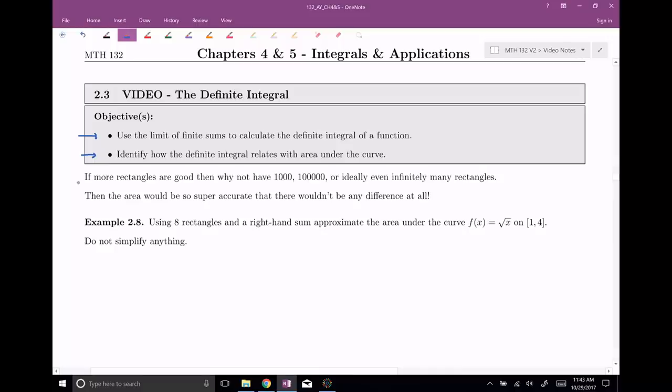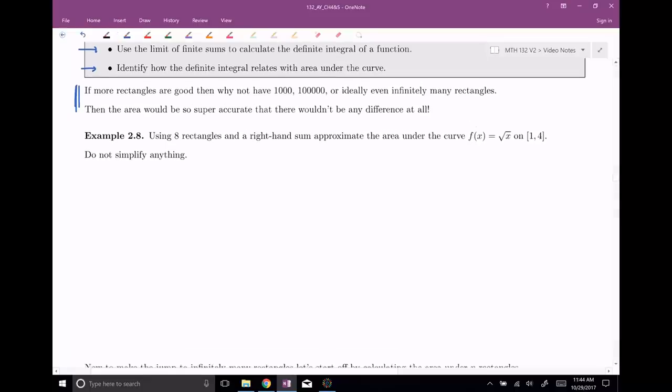So the idea being, if more rectangles are better, then why not have 1,000 or 100,000 or ideally even infinitely many rectangles? Then we would have such great accuracy that there really wouldn't be any difference at all. So our goal here is really infinitely many rectangles. And in order to get started with this, in order to have infinitely many rectangles, we have to build up to this. So I'm going to start off with a good example here that shows some of the challenges.